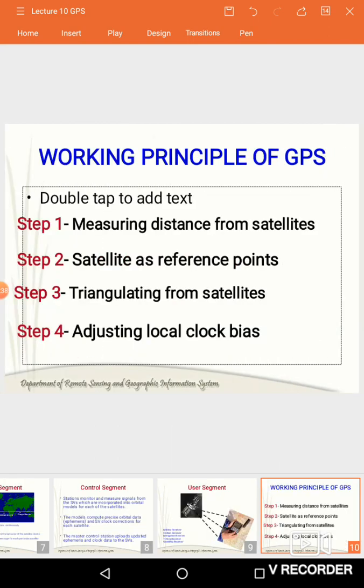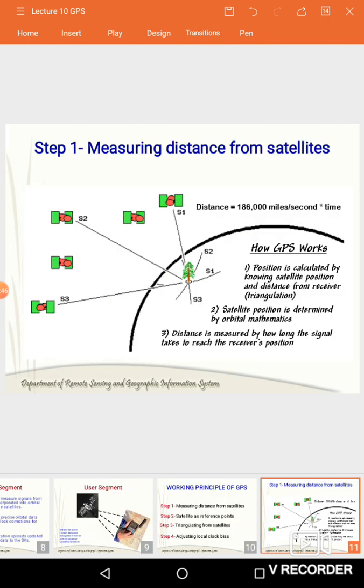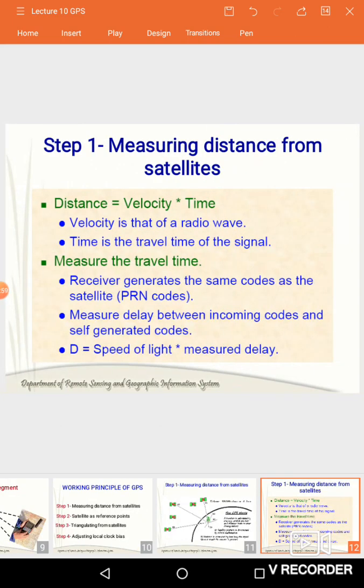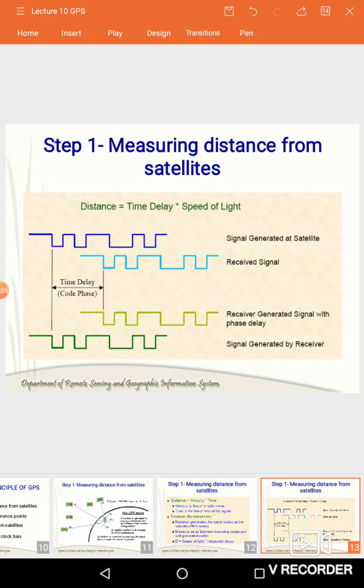And then next we'll see the working principles of GPS. In this we have 4 steps. First one is measuring distance from the satellites, means we have to measure the distance from the position of the satellite to the receiver's position. That can be determined by orbital mathematics, and then the distance can be calculated by velocity and time, means the speed of light.